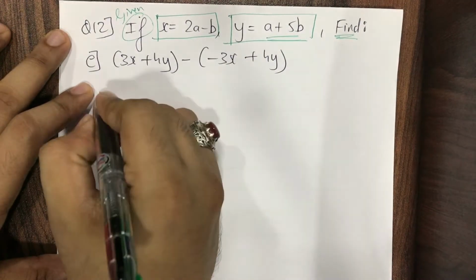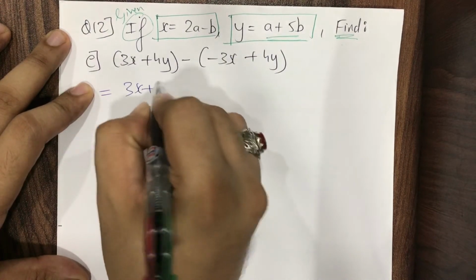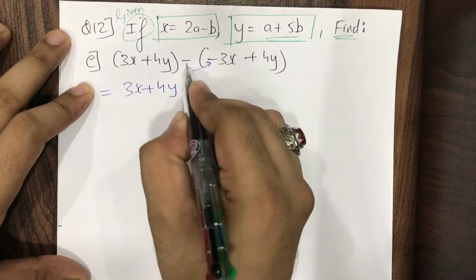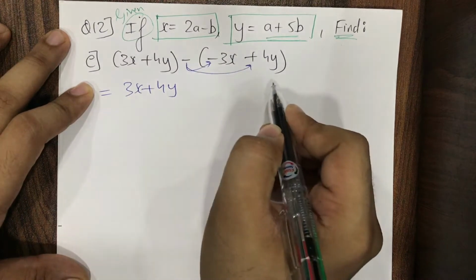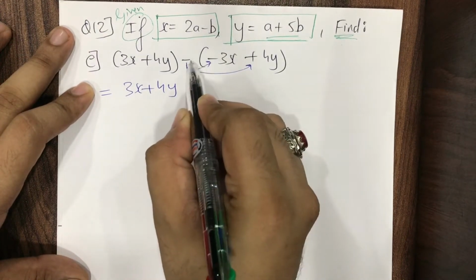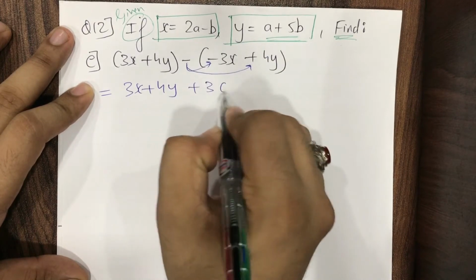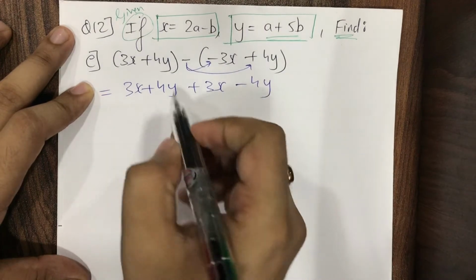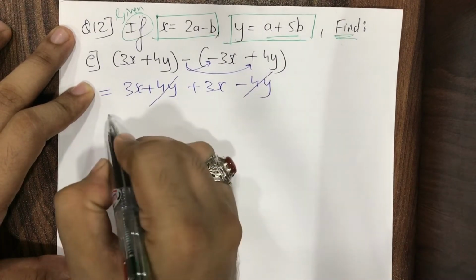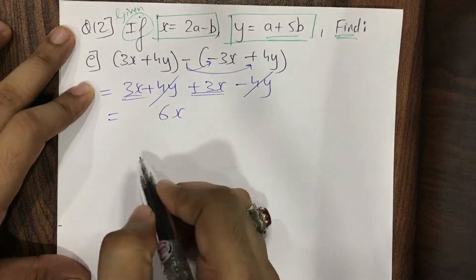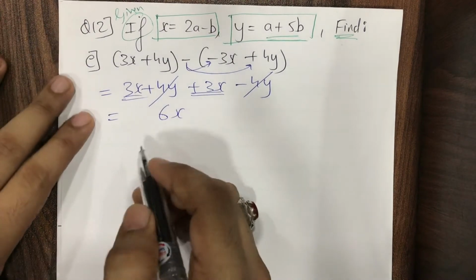Okay, so this 3x plus 4y I'll write as it is. Here it's a minus. Because of this minus, the signs of both the terms will change if I open up the bracket. So minus, its bracket means multiply. Minus multiplied by minus 3x is plus 3x, and minus multiplied by plus becomes minus 4y. Okay, plus 4y and minus 4y get cancelled. So 3x plus 3x becomes 6x. That's it, students. Now we'll substitute.